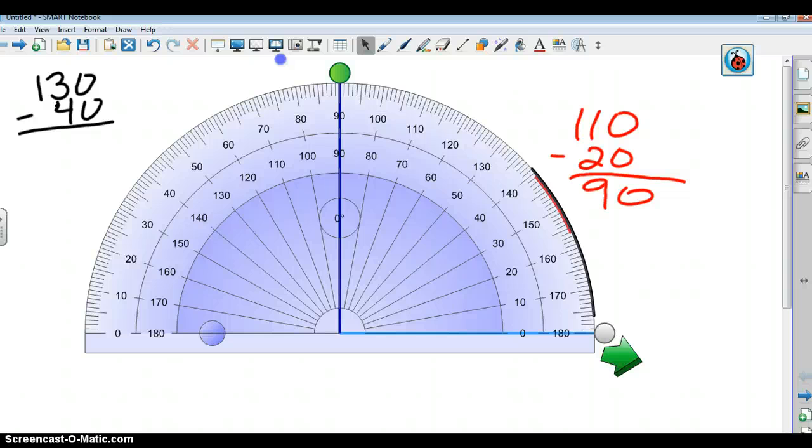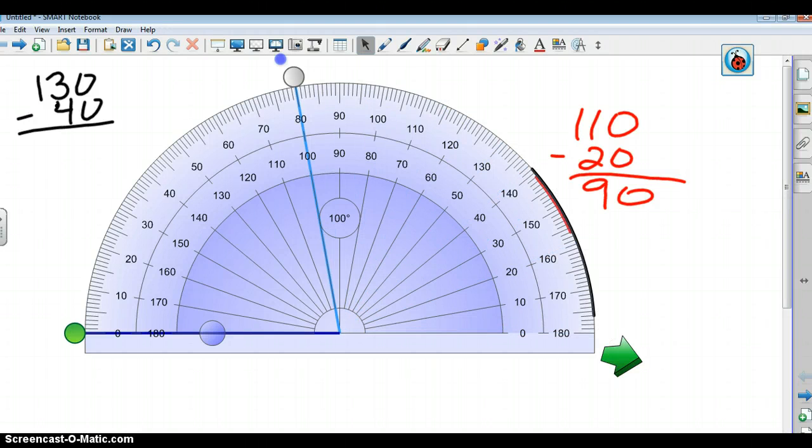Once you can constantly visualize where that 90-degree angle is, it's going to be a lot easier for you to determine if something is acute, which is less than 90, or if something is obtuse, which is over 90. Okay. The other thing, if I have an angle that looks like that, that's a straight angle. Straight angles measure 180. Okay?